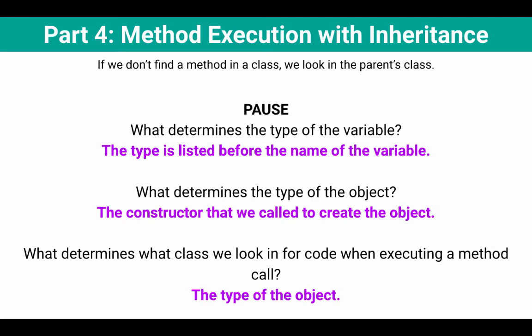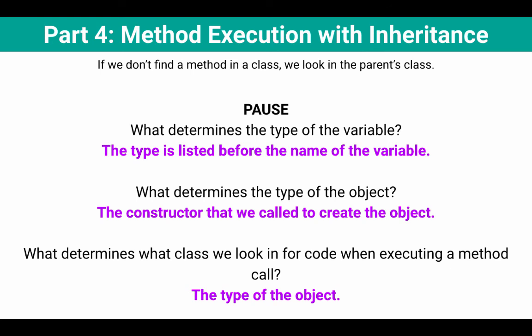So what determines the type of the variable? The type is listed before the name of the variable. That's when we create those variables. What determines the type of the object? The constructor that we called to create the object. So whatever object, whatever stuffed animal, that's how we're representing it here. That's the type of the object, entirely based upon which constructor we called.